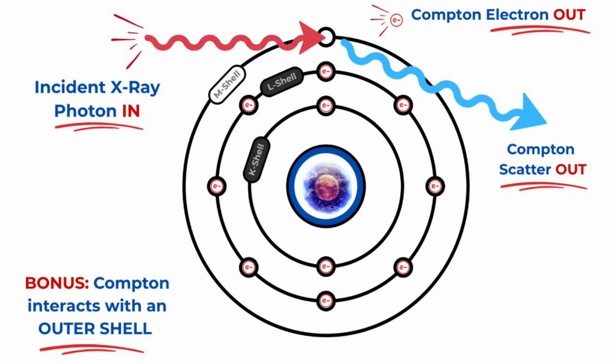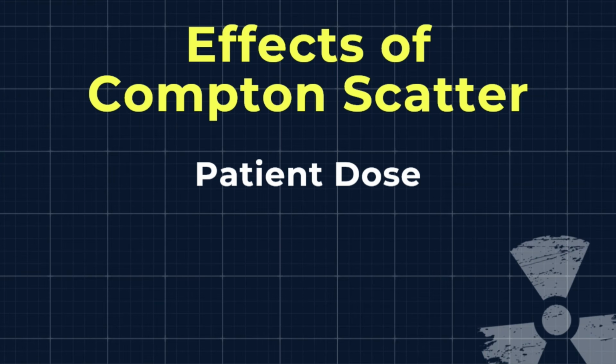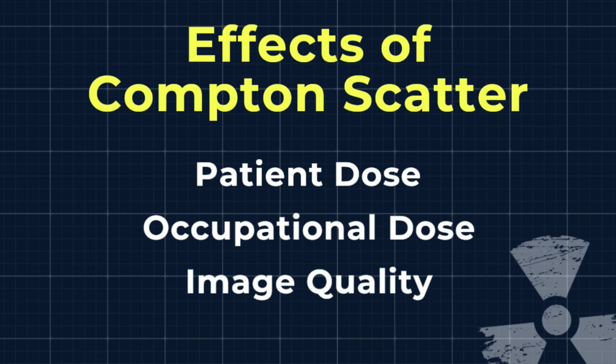That scattered photon now has less energy than the original photon, and it is traveling in a different direction, usually backwards towards the technologist. That is why we call it scatter. Now, let's talk about why this matters. Compton scatter affects three major things: patient dose, occupational dose, and image quality.